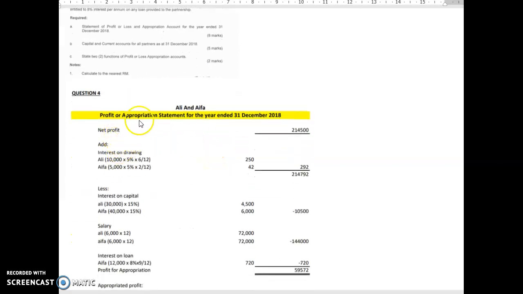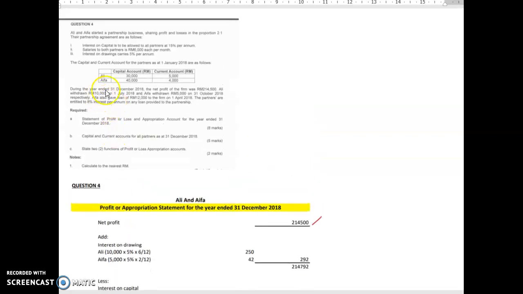First we will start with the net profit, and then you will add interest on drawing. Ali made drawing 10,000 on 1st July, which is July to December, so it is 6 months. You can use your finger to calculate the months accurately. Then Aifa withdrew 5,000 on 31st October, so we start with November: November, December, 2 months only. And then the interest is 5%. So this is the correct answer.